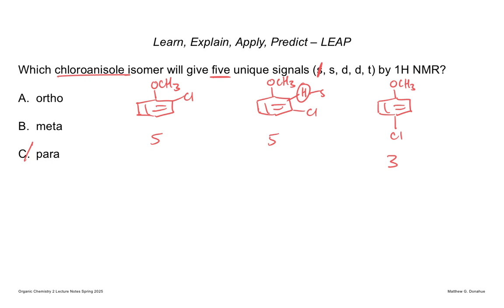So we said the methoxy was a singlet. The circled hydrogen is a singlet. What should that hydrogen be? So that's going to be a doublet. This one will be a triplet. And then this one will be the remaining doublet.